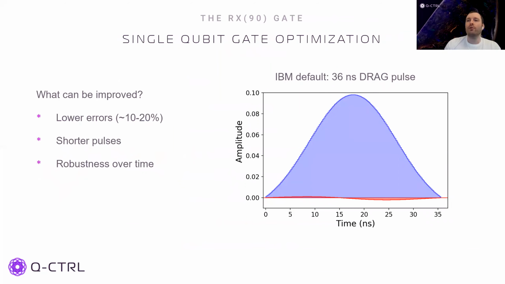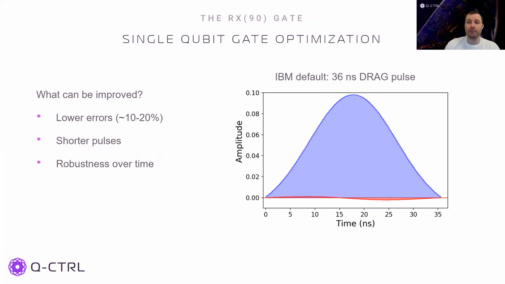Now we are going to explore the optimization of a single qubit gate. The gate that we choose to work with is the RX90. It's a very basic gate, and any single qubit rotation can be generated using RX90 and Z rotations, which on the IBM device are virtual and therefore ideal gates.